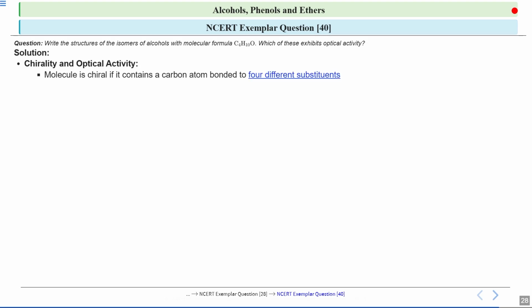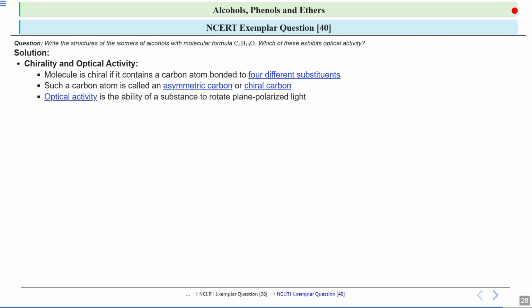A molecule is chiral if it contains a carbon atom that is bonded to 4 different substituents. That is, the 4 substituents to which a carbon atom is bonded should be different. So the presence of 4 distinct groups around a carbon atom is the key to its chirality. Such a carbon is called an asymmetric carbon or a chiral carbon.